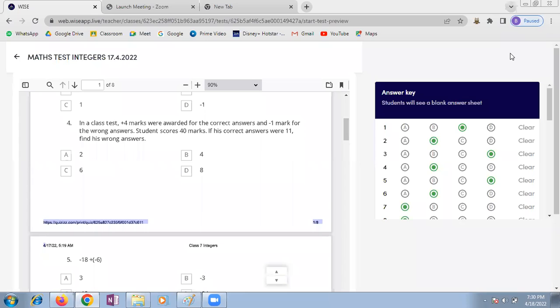Ma'am, can you scroll it down, ma'am? Next question, you see, fourth question. In a class test, for 4 marks, I even thought I should give negative marking for this test. If anyone does wrong, we can go with negative marking. Next week, I will conduct a test with negative marking also.